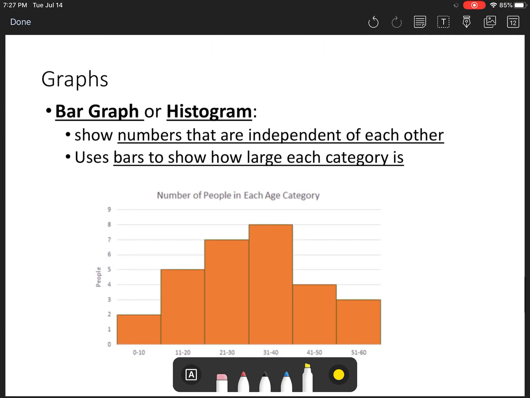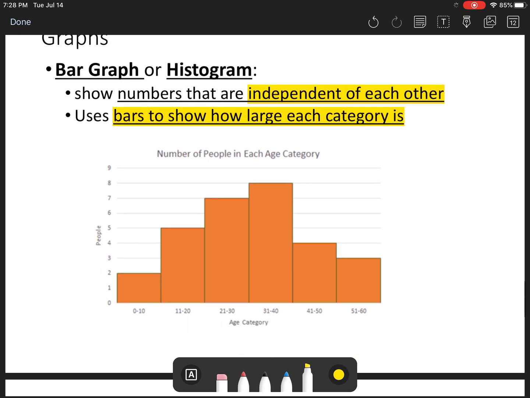A second type of graph is a bar graph or a histogram. This shows numbers that are independent of each other, and it shows bars to show how large each category is. Okay, so the bars show how large each category is, and it shows things that are independent of each other. So these different age groups are not dependent on each other at all. They're just showing the number of people in each age group. Okay, so that would be more appropriate to use a bar graph for that example.